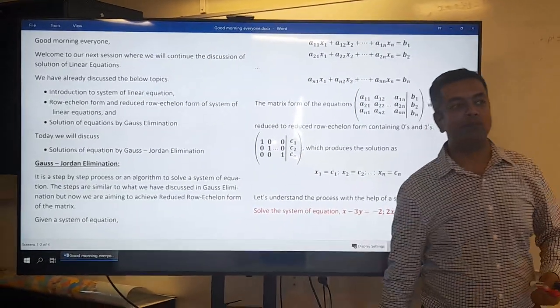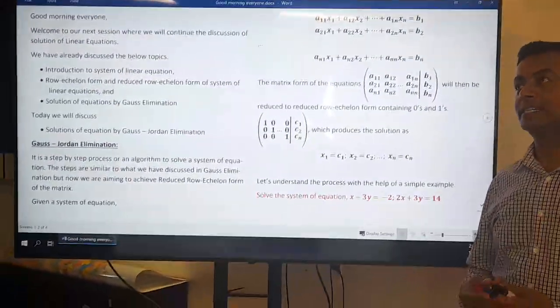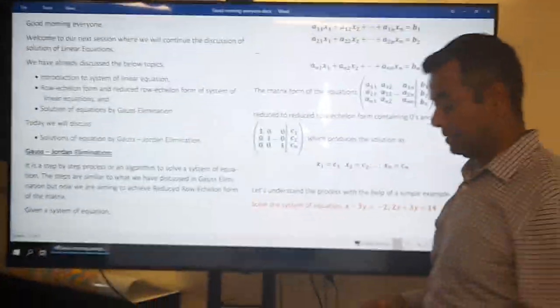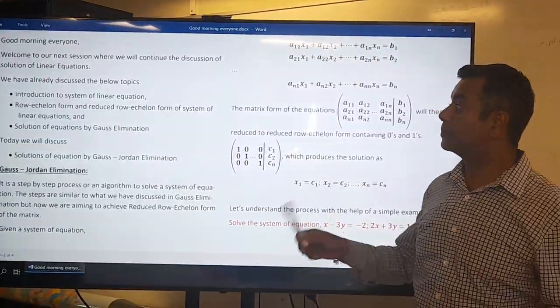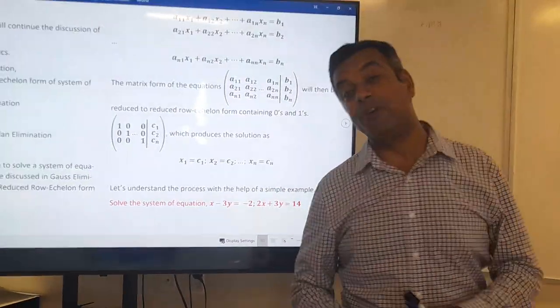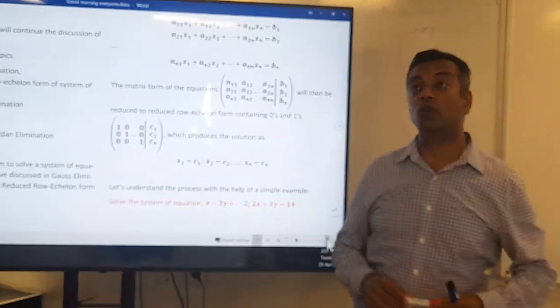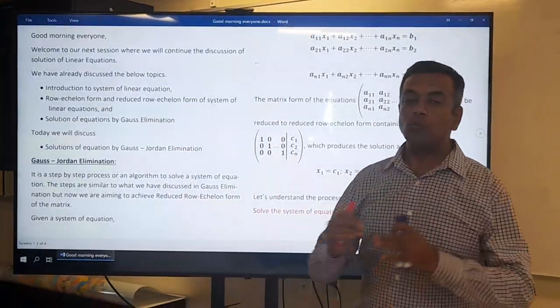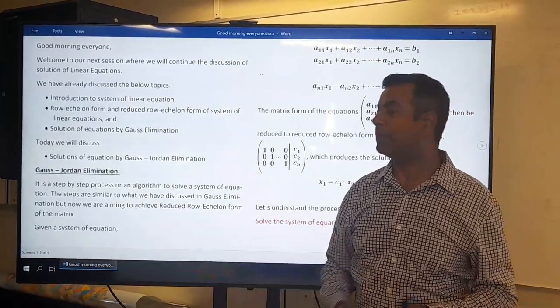Morning everyone. Welcome to our next session, where we'll be continuing our discussion of systems of linear equations. As you are already aware, we have covered a few topics on this point, which is the introduction to systems of linear equations. We also introduced row-echelon and reduced row-echelon form, and we have gone through a basic solution of equations with the help of the Gauss method.